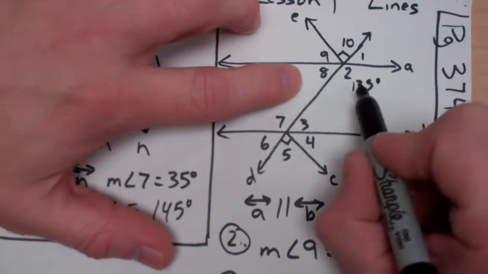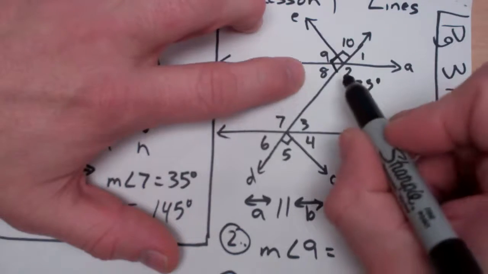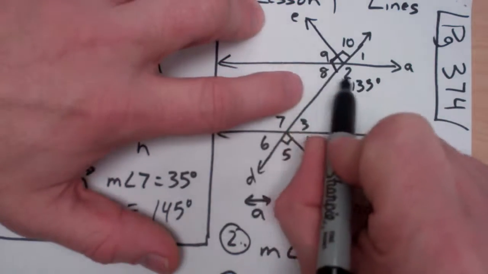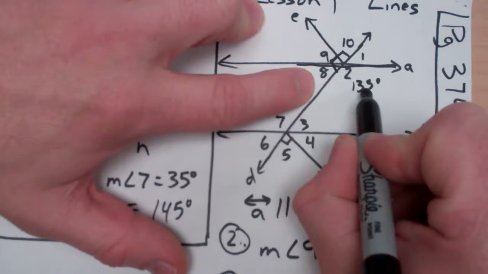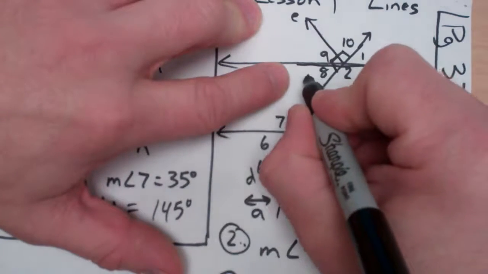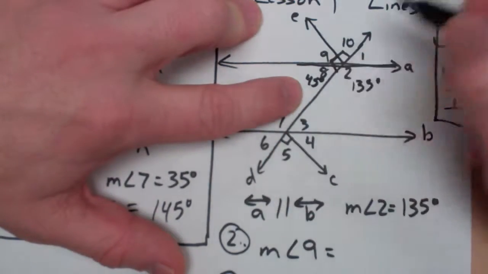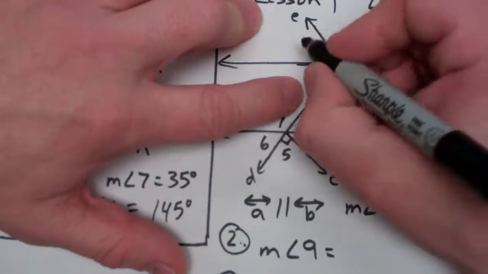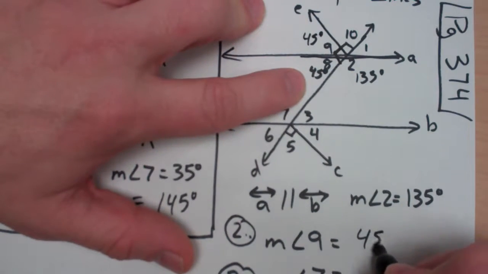Well, I know that if this is a right angle, then these two right here have to add up to be a right angle, which means they are complementary. Okay, well these two right here are supplementary. 8 and 2 are supplementary. So I take 180 minus 135 and I get 45. So A is a 45 degree angle and 8 is a 45 degree angle, and these two are complementary, so 90 minus 45 is 45 degrees. So the measure of angle 9 must be 45 degrees.